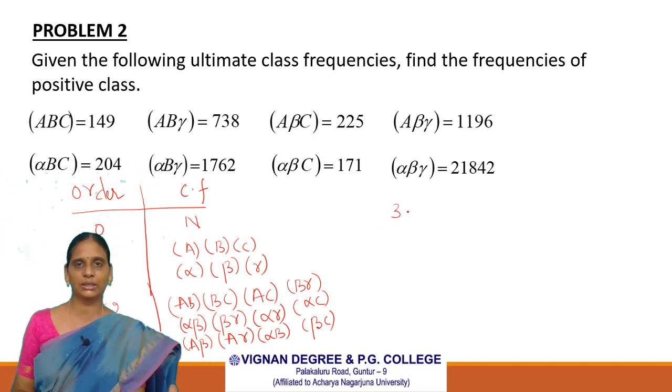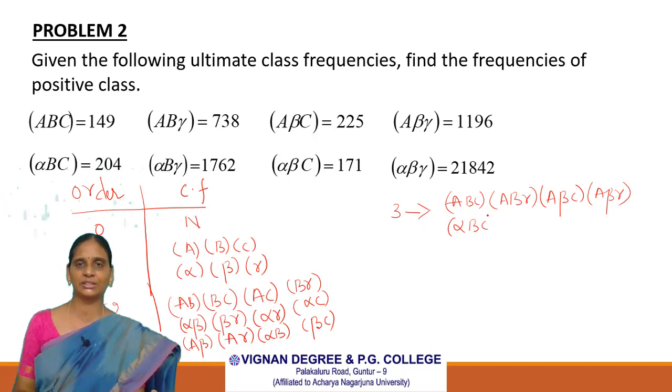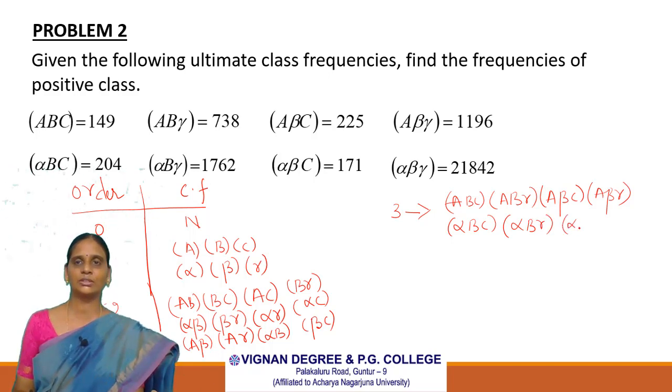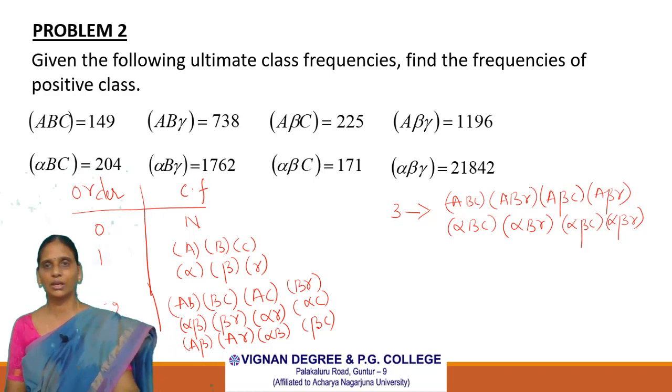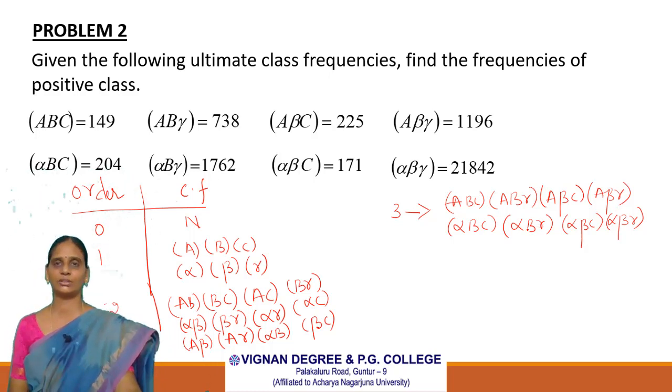In the third order, corresponding class frequencies are frequency of ABC, frequency of AB gamma, frequency of A beta C, frequency of A beta gamma, frequency of alpha BC, frequency of alpha B gamma, frequency of alpha beta C, and frequency of alpha beta gamma. In the third order, there are 8 class frequencies.